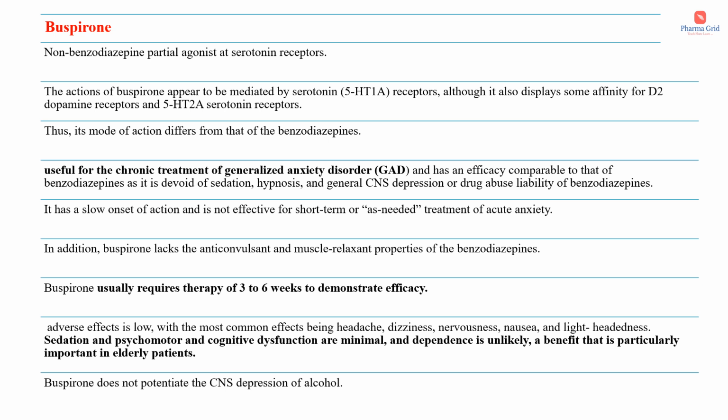Buspirone usually requires therapy of 3 to 6 weeks to demonstrate efficacy. Adverse effects are comparatively low, with the most common effects being headache, dizziness, nervousness, nausea, and lightheadedness. Sedation and psychomotor and cognitive dysfunction are minimal and dependence is unlikely. So it is a benefit that is particularly important in elderly patients. Buspirone does not potentiate the CNS depression of alcohol.